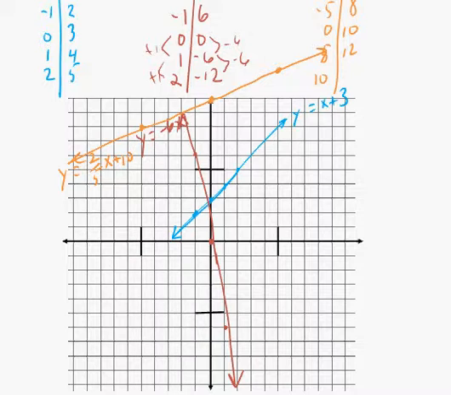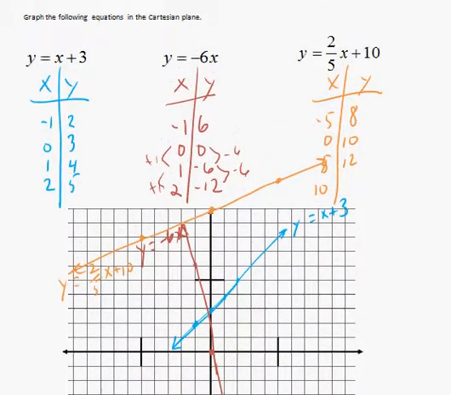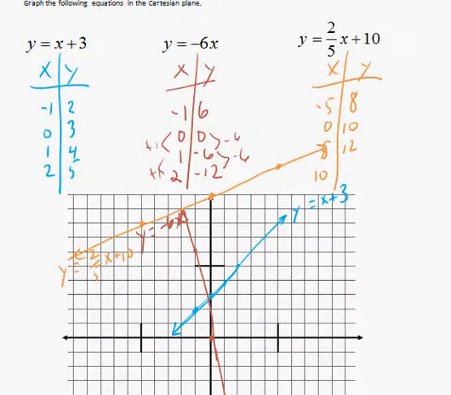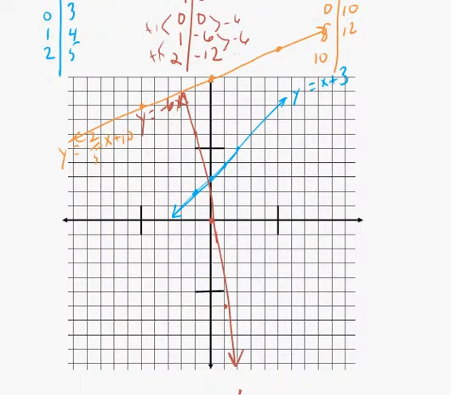Now, I want to take a look at these graphs and their equations and see what sorts of patterns we might find. We've already discussed how the coefficient of the value of x gives the rate of change. So here, the rate of change is 1. Here it's negative 6, and here it's 2/5. Now, what's the significance of that rate of change to our graph?